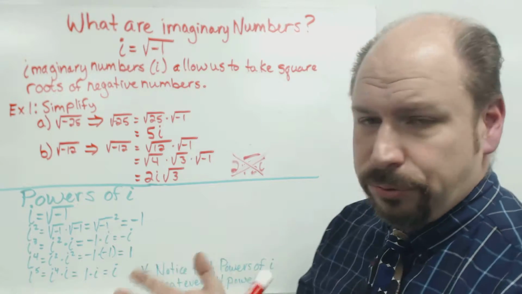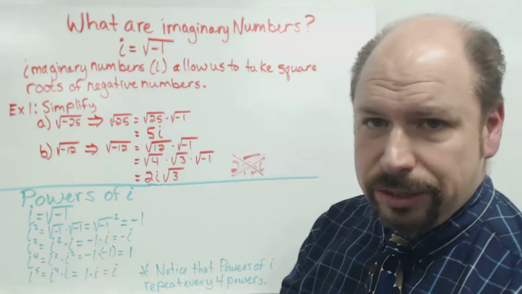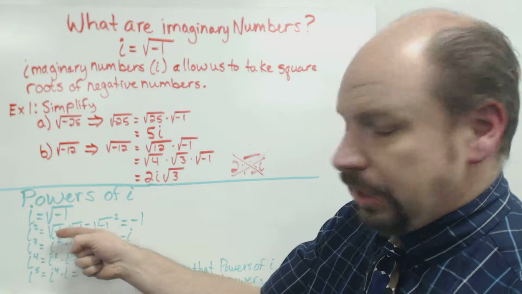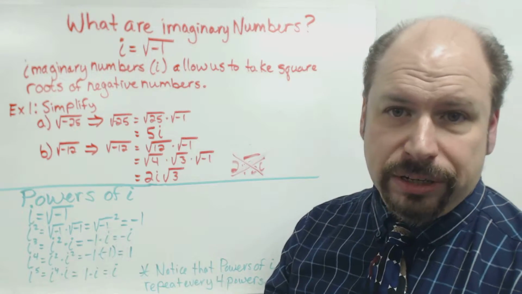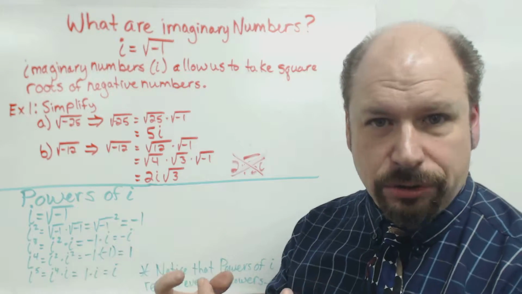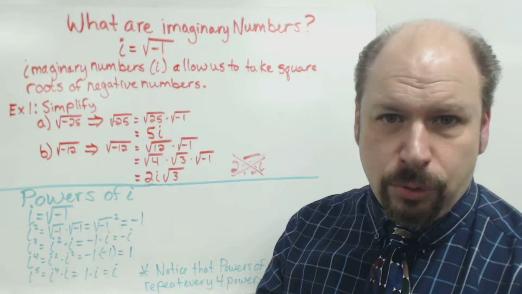Okay, so let's talk for a second about powers of i. So we know that i is the square root of -1. What about i squared? Well, i squared is the square root of -1 times the square root of -1, which is the square root of -1 squared. Well, we know that the square root and the square kind of cancel each other out. So i squared is just -1.